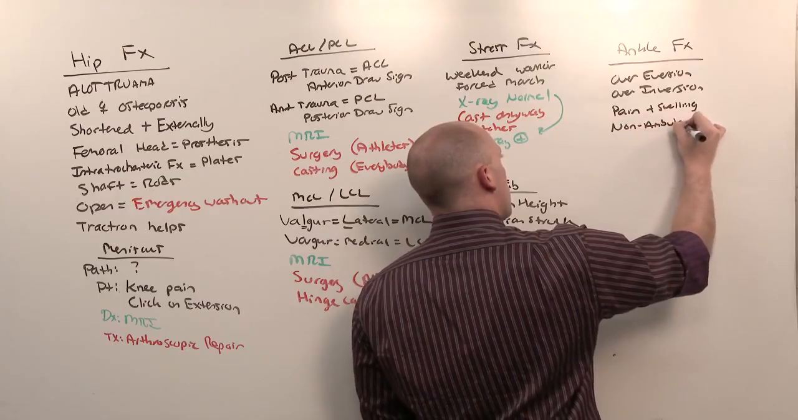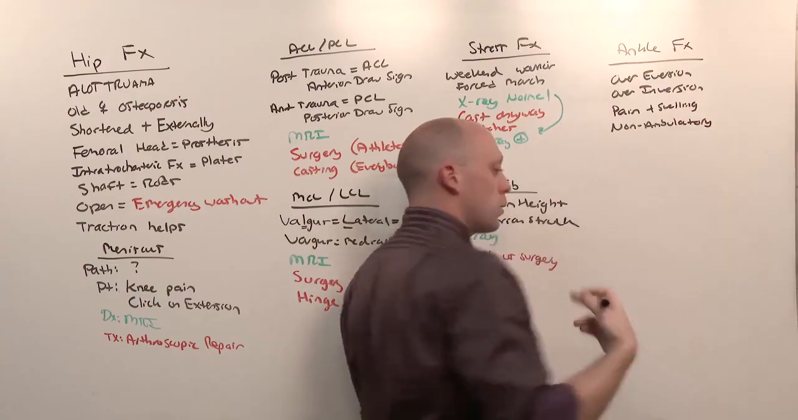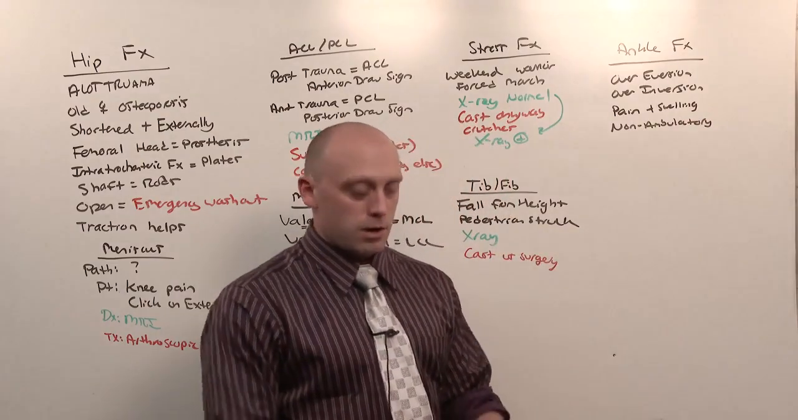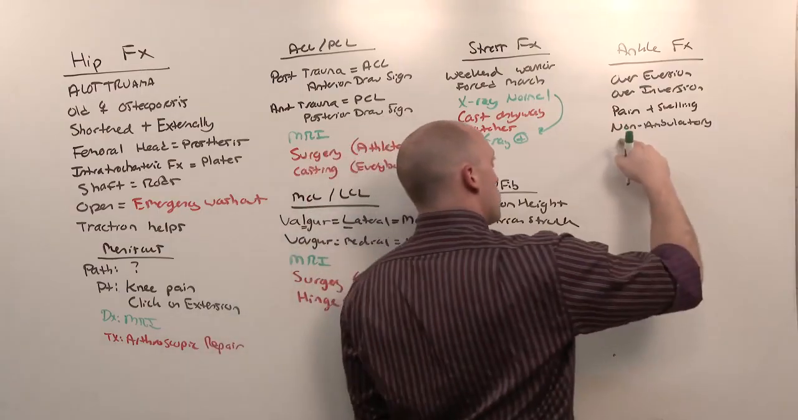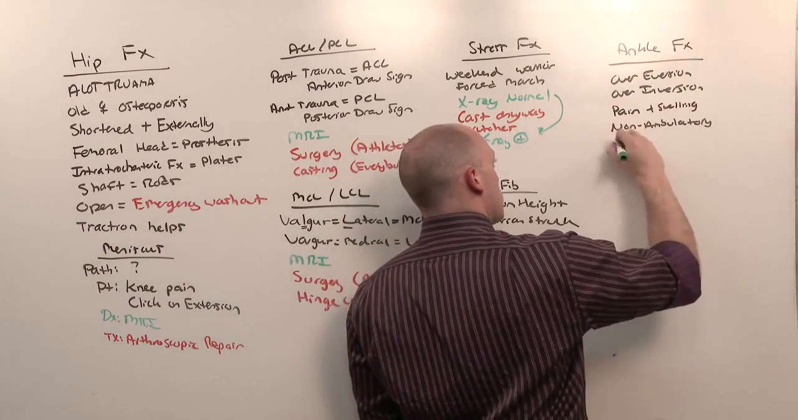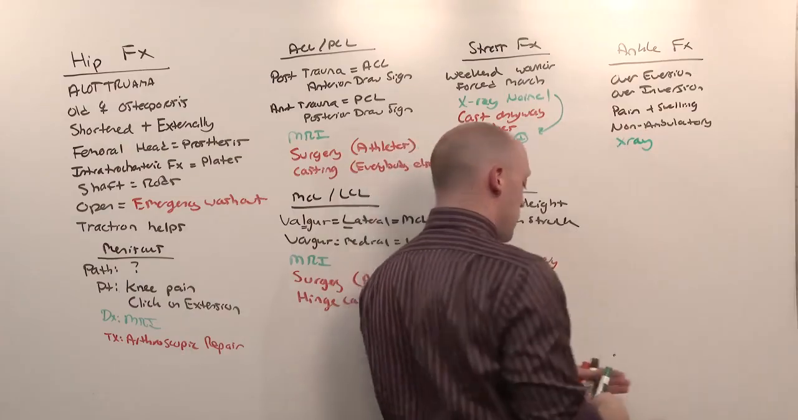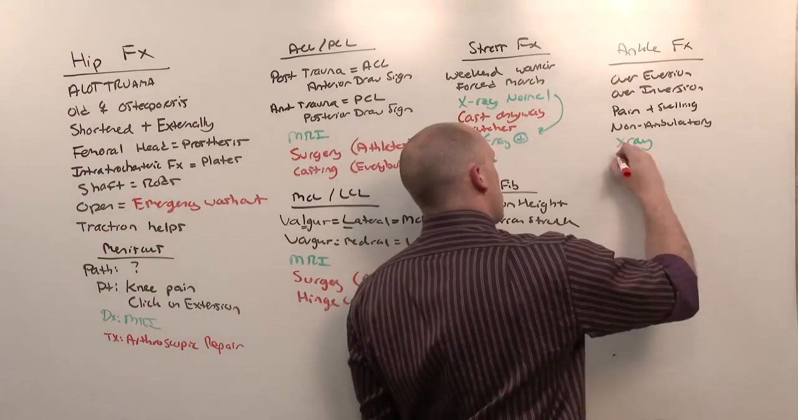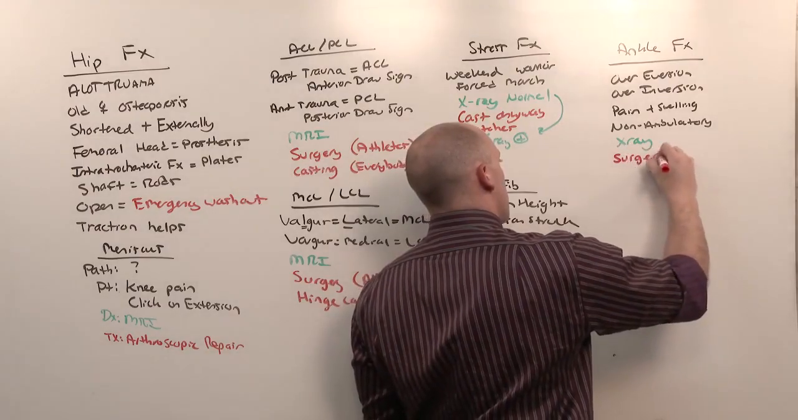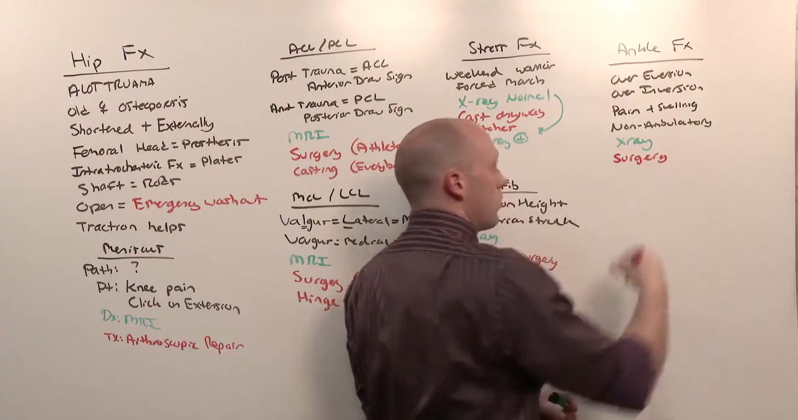If they can walk on their ankle, it is not broken. If they can walk on their ankle, they don't need an x-ray. If they're non-ambulatory and have pain and swelling, you get an x-ray to identify the fracture, and then you have to fix it. And that's generally going to be with surgery, because casting the ankle is weird and they usually don't break very well.